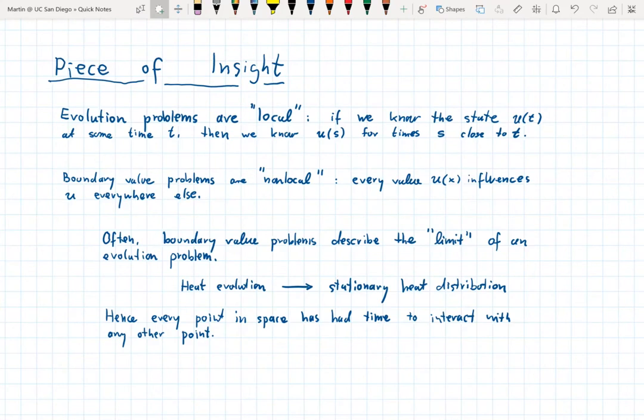Conceptually, as we take the limit for t going to infinity and approach this stationary distribution, every point in space has a time to interact with every other point in space. Every information at any point in space has a time to propagate to every other part of the space interval. And this non-locality of boundary value problems is perhaps one reason why the solution theory to boundary value problems is so much more complicated than for initial value problems.